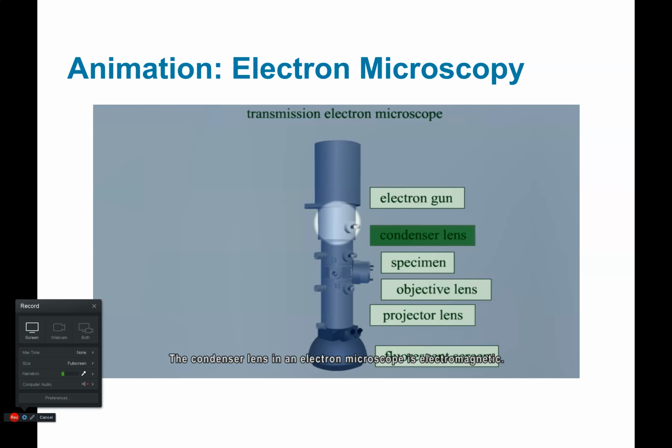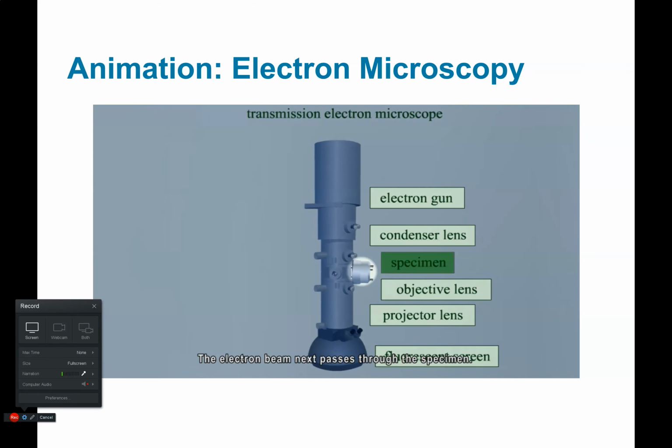The condenser lens in an electron microscope is electromagnetic. The electron beam next passes through the specimen. In a transmission electron microscope, the specimen is a tiny slice of cells that rests on an equally tiny copper grid. This grid is inserted into the microscope at the location shown here. When the electrons interact with the sample, they are either reflected and refracted or absorbed by the sample. The beam then continues to diverge downward on its path away from the specimen.